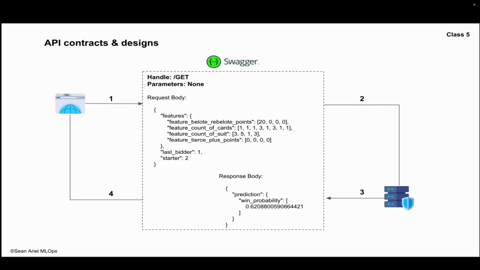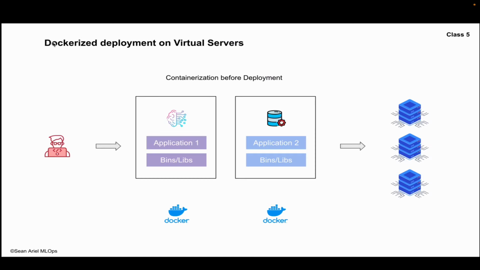But essentially, how are we going to design and build this API? Well, there's more than two ways to do that, but the two ways that I could recommend are, first of all, creating a Dockerized deployment on a virtual server. That would be the first thing.